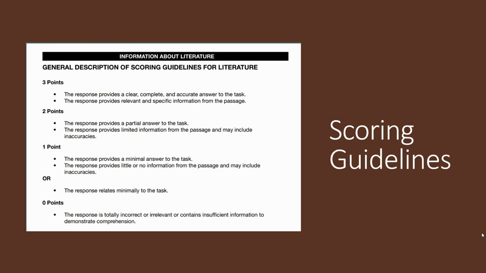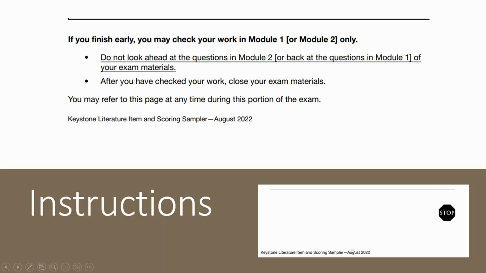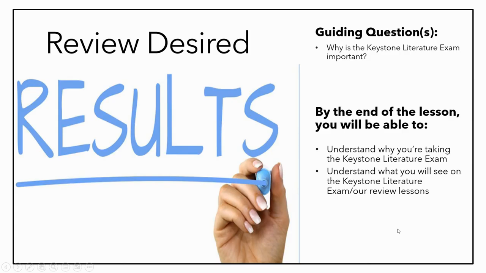For 2 points, the response provides a partial answer to the task. The response provides limited information and may include inaccuracies. And for 3 points, the response is clear, complete, with an accurate answer. The response provides relevant and specific information from the passage. You might also see instructions that look like this, telling you to check your work, don't look ahead, depending on which module that you're in, closing your book and not returning to this portion, or returning. And you might see this little stop sign here as well.